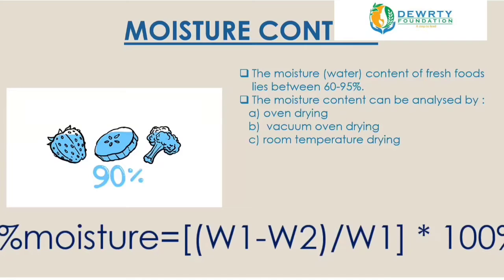The initial weight is W1, and then with the help of these three methods, oven drying, vacuum oven drying, or room temperature drying, we will remove or evaporate all the moisture content of that food. And then after drying, we will again weigh that product, and that will be our final weight, that is W2. So the initial weight with water minus the final weight without the moisture content, divided by the initial weight, into 100%, gives us the percent moisture of that particular food.